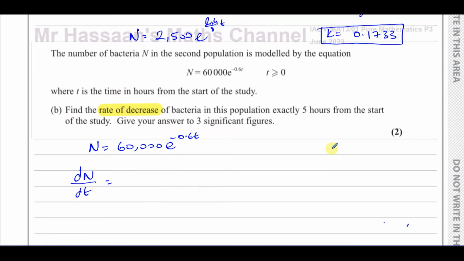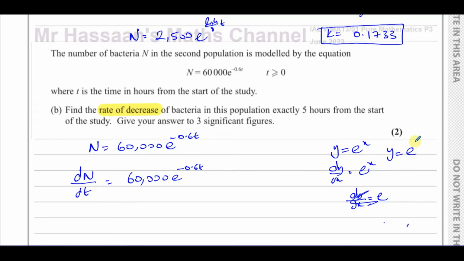Now, how do we differentiate? For example, if I have y equals e to the power of x, how do we find dy/dx? Well, it stays the same. It doesn't change. So that's pretty easy. This will stay the same. You have 60,000 e to the power of negative 0.6 t. However, there's also a situation where you have a function inside the function. Like if you have y equals e to the power of, for example, 3x, and you want to find dy/dx, it stays the same, but then you multiply by the differential of what's inside the function. So you end up with 3 times e to the power of 3x. That's how you differentiate something which is e to the power of something.